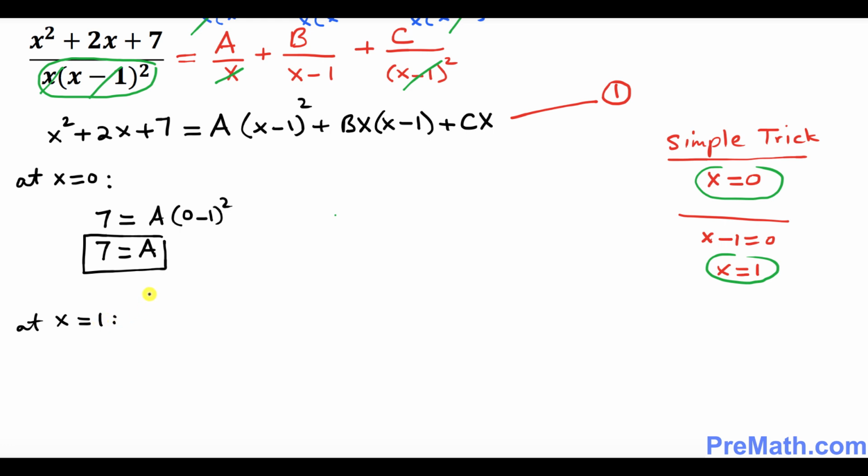Now we're going to plug in x equals 1. What's going to happen then? That's going to be 1 squared plus 2 times 1 plus 7 equals, let's see over here, 1 minus 1, this whole thing is going to become 0. So simply what we got is C times 1. The left hand side gives you, when you simplify, 10 equal to C. So the C value turns out to be 10.